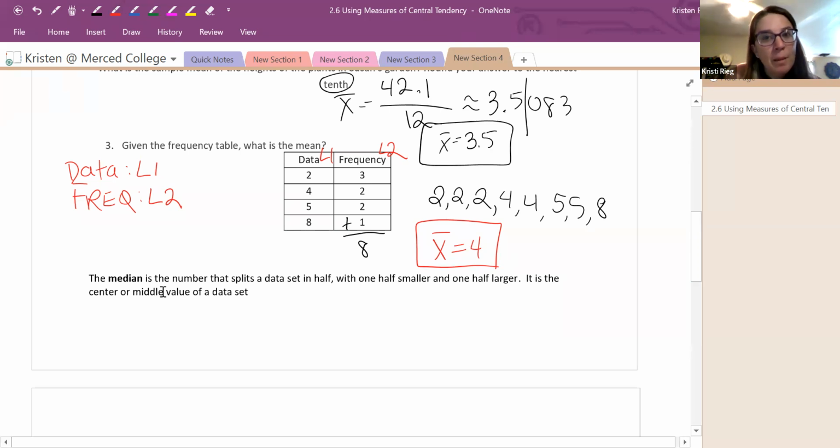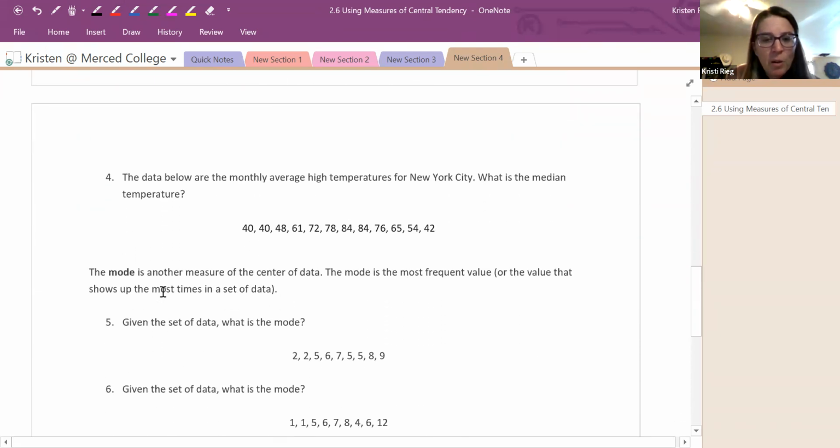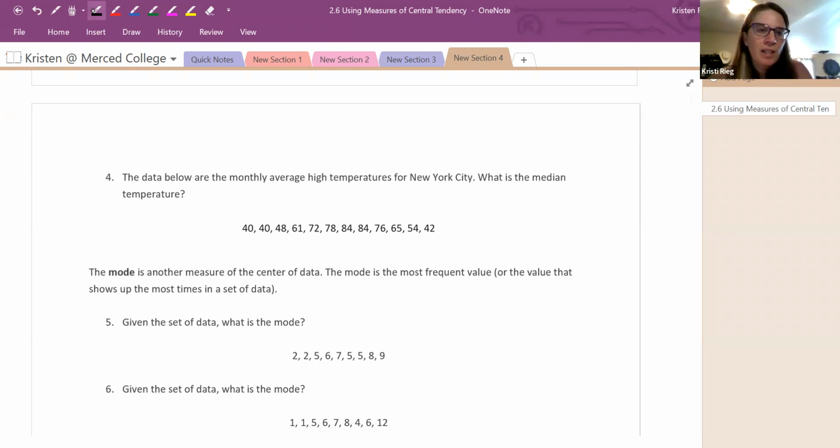Okay, got the mean. Now we're going to do the median, and your calculator can tell you that as well. We're going to start off doing the median by hand, and then I'll show you how to do it on the calculator. It's always good to know how to do it by hand, because what happens on test day when you lose your calculator, it has a dead battery, or something weird happens.